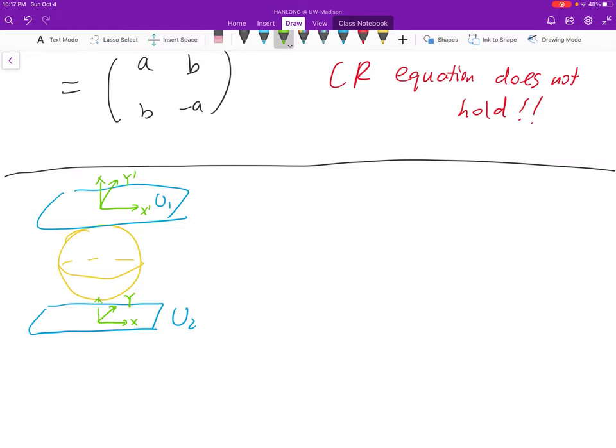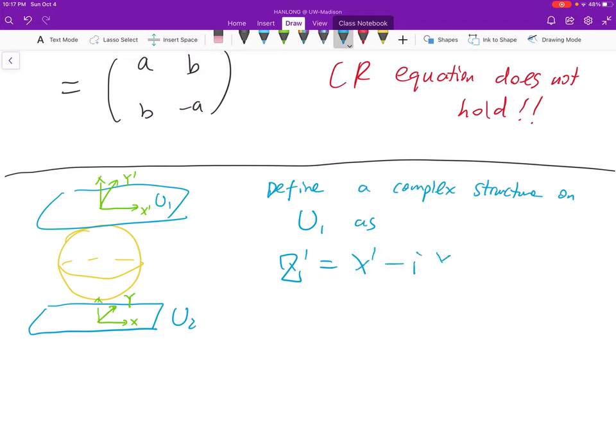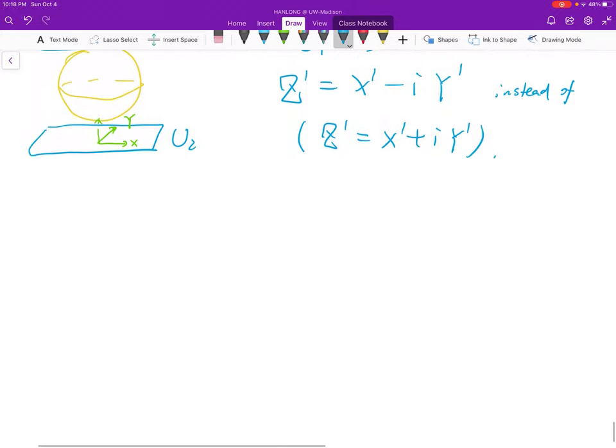So the orientation is not compatible. Therefore, if you want to have compatible orientation or compatible complex structure, we need to take the following structure for U1. Define a complex structure on U1 as Z prime equals X prime minus IY prime, instead of Z prime equals X prime plus IY prime. Okay, then what do you have?